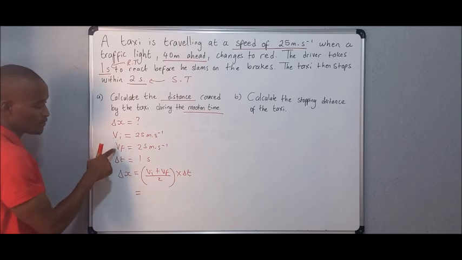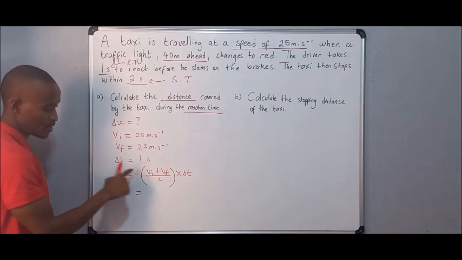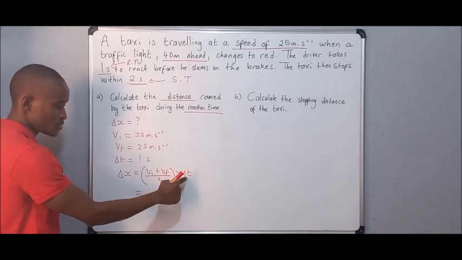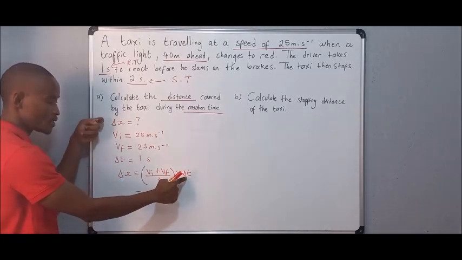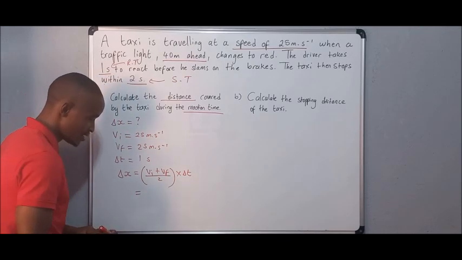We have VI, VF, and then we have our change in time. 1, 2, 3 quantities. Yes, we have them. We just need this one. So this is the best equation that we can use in this situation.